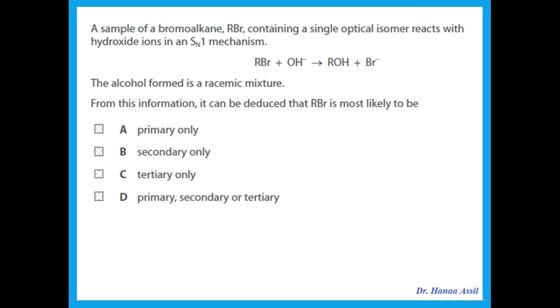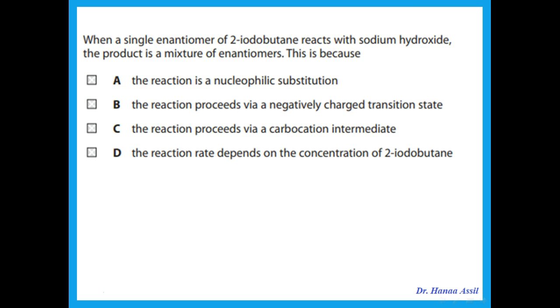Okay. A sample of bromoalkane contains a single optical isomer. It reacts with hydroxide ions in SN1, and the result is a racemic mixture. So from this information, you can deduce that RBr is likely to be what? We said which kind of bromoalkane will do SN1. The one that does SN1 is a tertiary, and this is the one that results in a racemic mixture. So the products will not rotate the plane of polarized light.